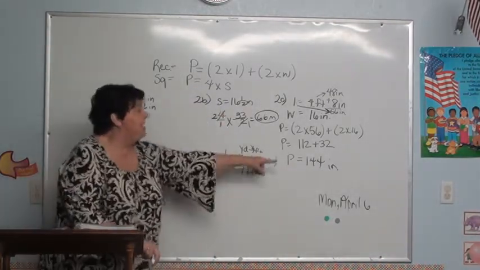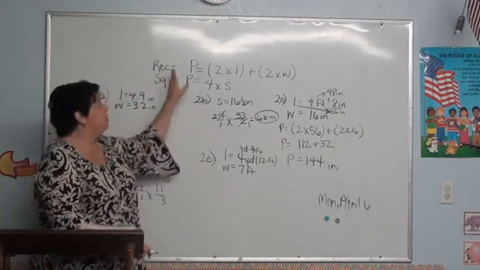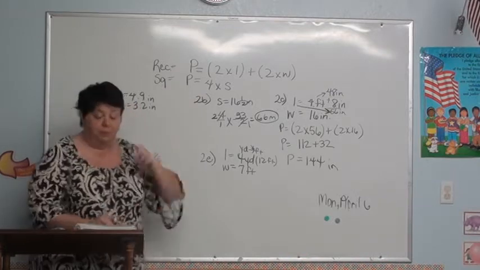So I want you to put that down for C. Copy the work if you need to. But it's very, very important to make sure you know these formulas for perimeter.